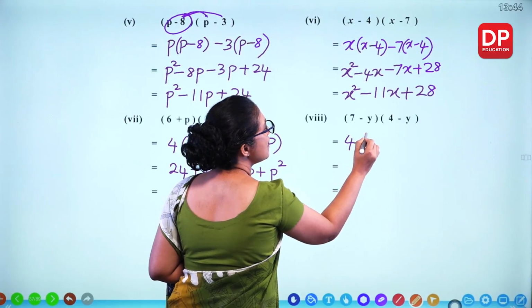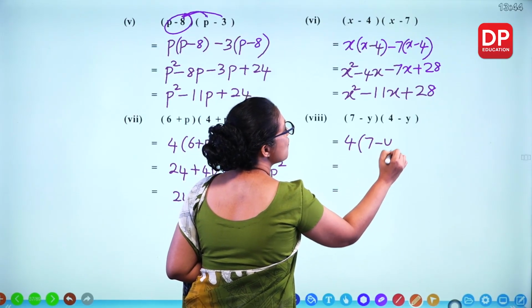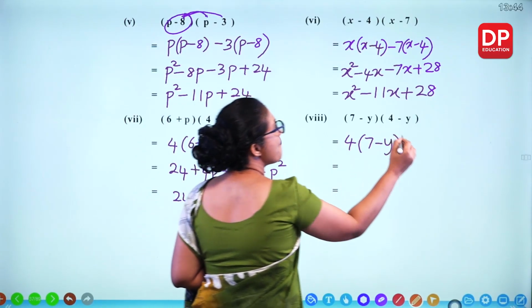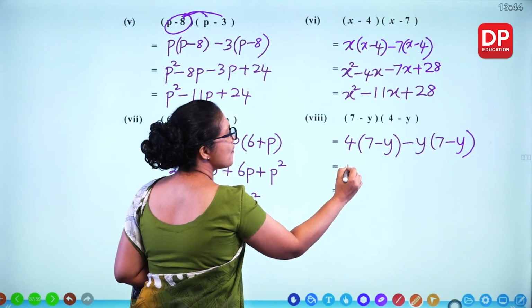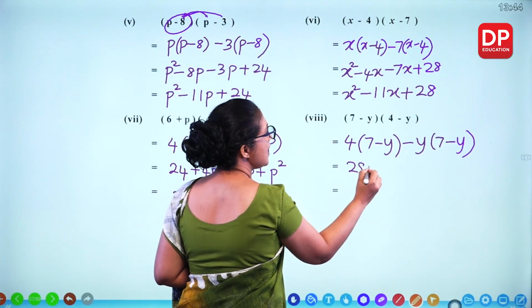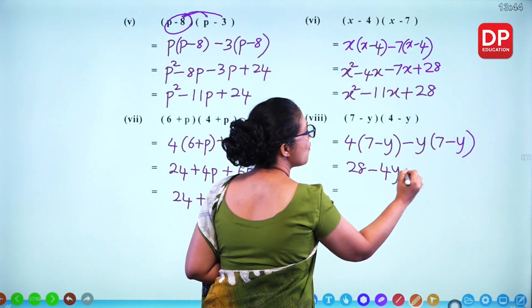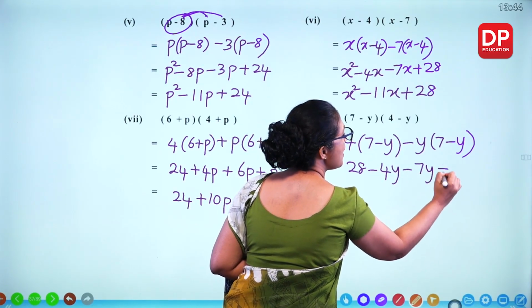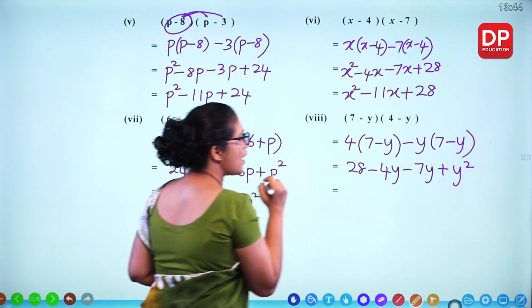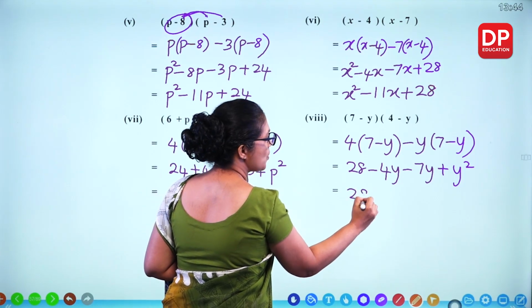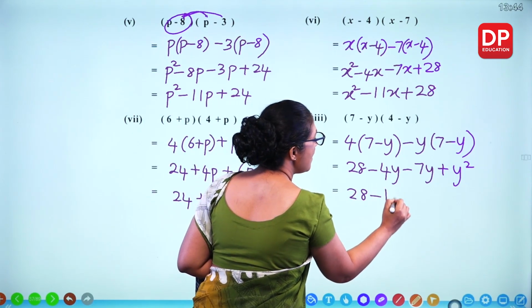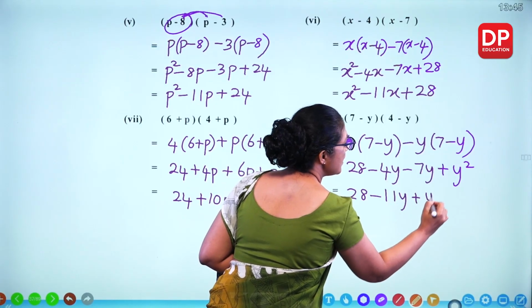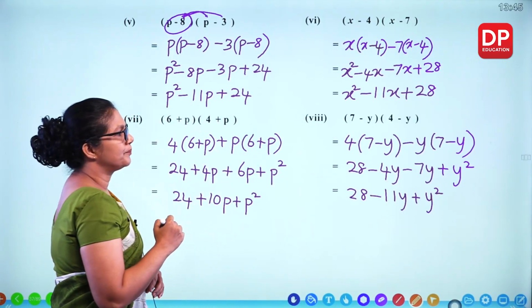What about this one? 4 is there. 7 minus y. Minus y with 7 minus y. 4 times 7, 28. Here minus 4y minus 7y plus y squared. Answer is 28 minus 4 minus 7, minus 11y and y squared there.